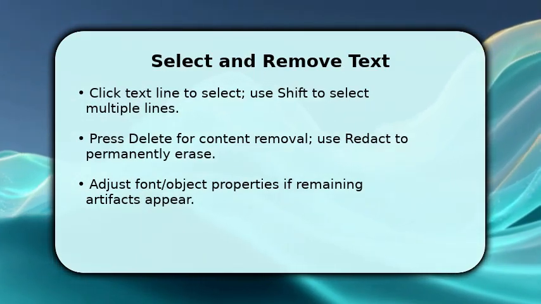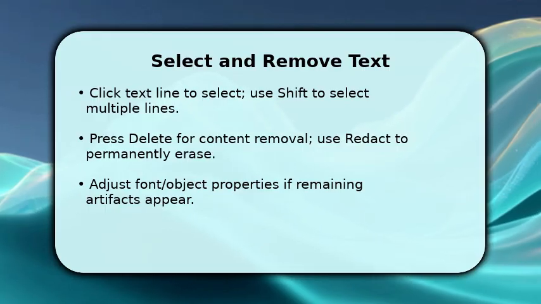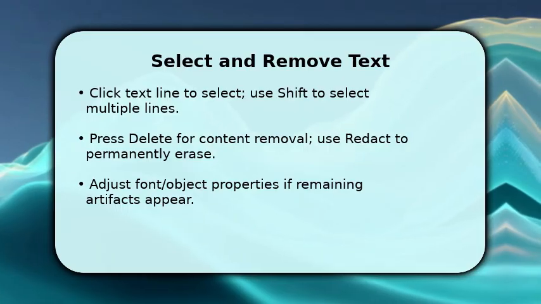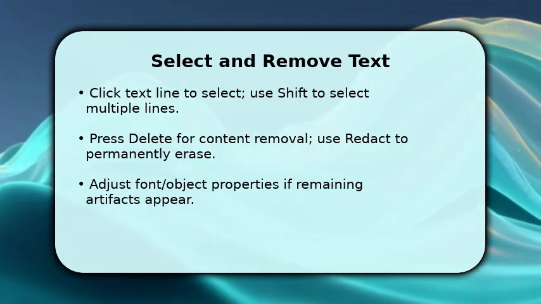Click a text line to highlight its object, or hold Shift to select multiple. If using Edit Content, press Delete to remove the text object. This simply deletes the element from the page.